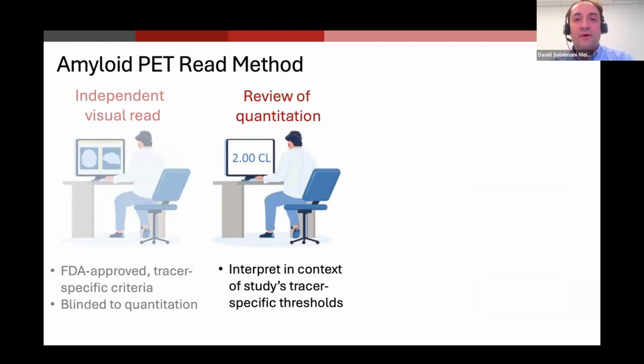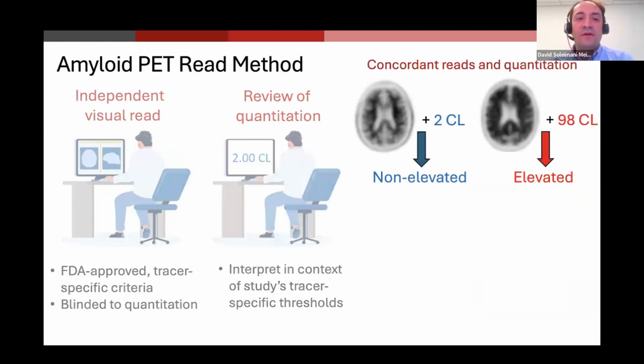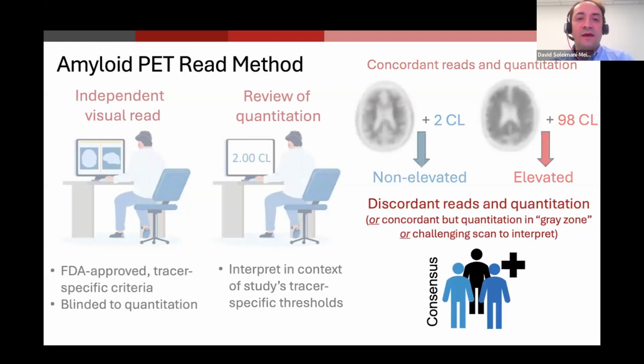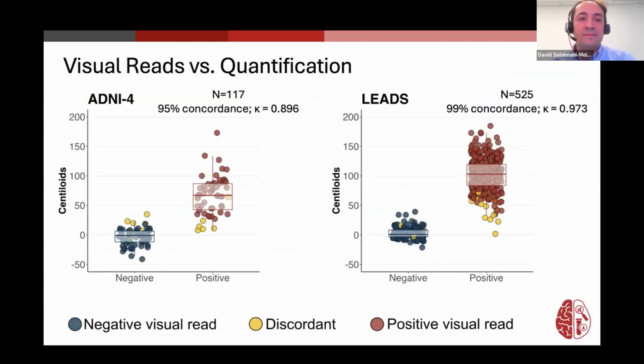If the visual read and the quantitation are concordant, then a final non-elevated or elevated scan interpretation is assigned. However, if the visual read and quantitation are discordant, then consensus visual interpretation by 3 or more expert readers is triggered to assign the final non-elevated or elevated scan interpretation. The original reader can also trigger this process if the visual read and quantitation are concordant, but the visual read and/or the quantitation are borderline, or if there are any other reasons that make the scan challenging to interpret. Next slide.